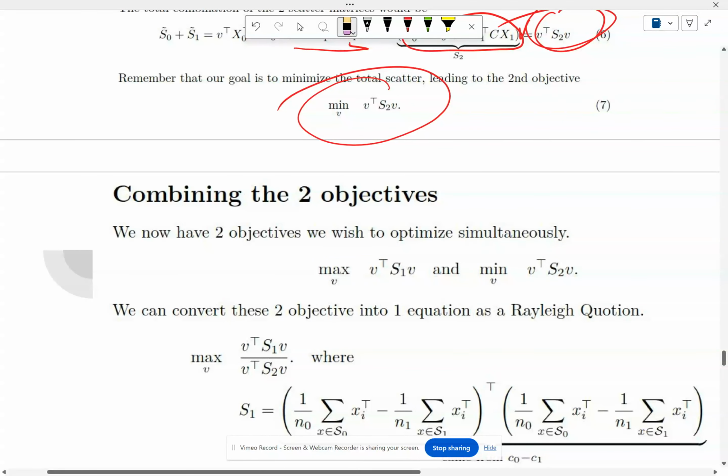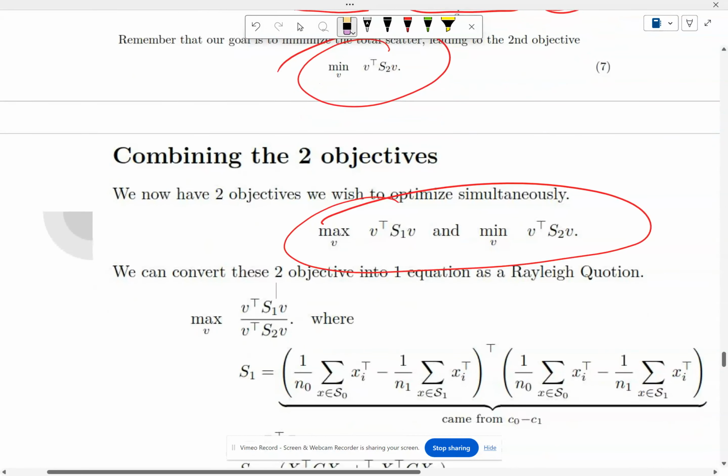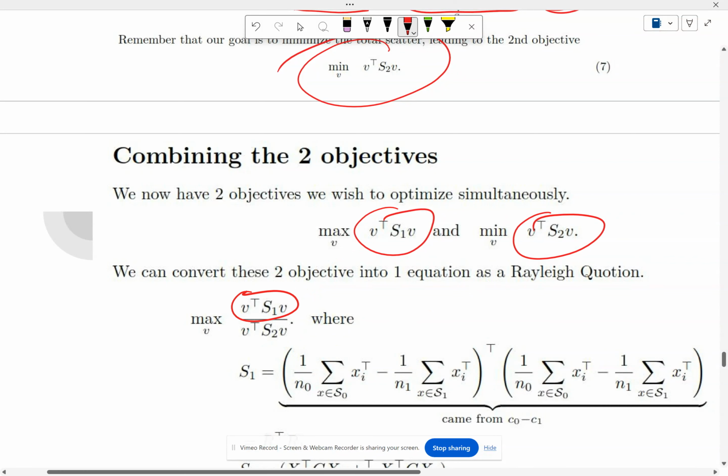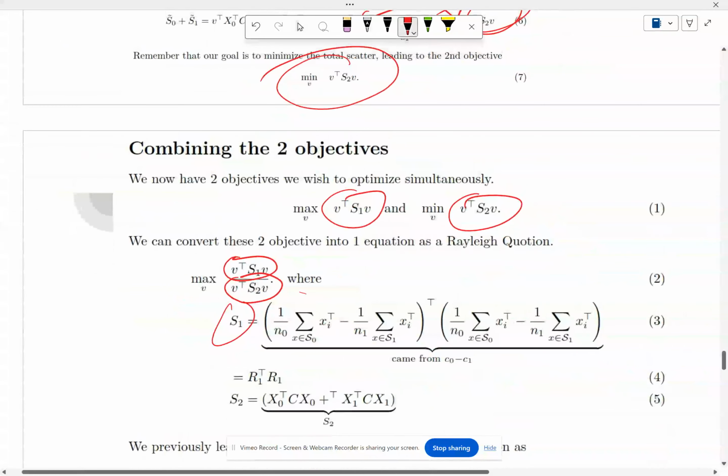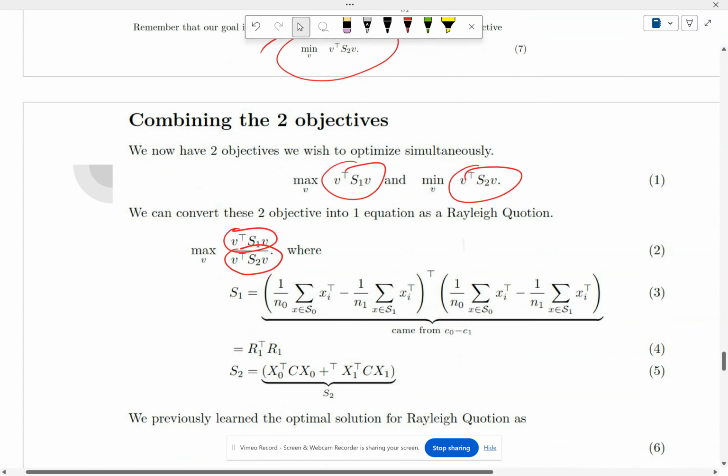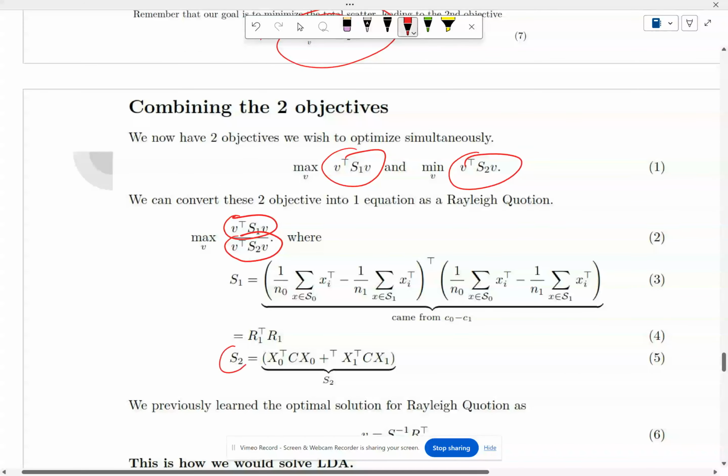The way LDA does it is to combine them into one single equation. We put this in the numerator and we put this in the denominator. Notice that we are trying to maximize the numerator, right? And to make this big, we want the denominator to be as small as possible. Okay? And remember where we got S1 from, right? S1 was the distance between the centers, which gives us R1. And then S2 was from our total scatter equation. And that's the origin story of how this came about.